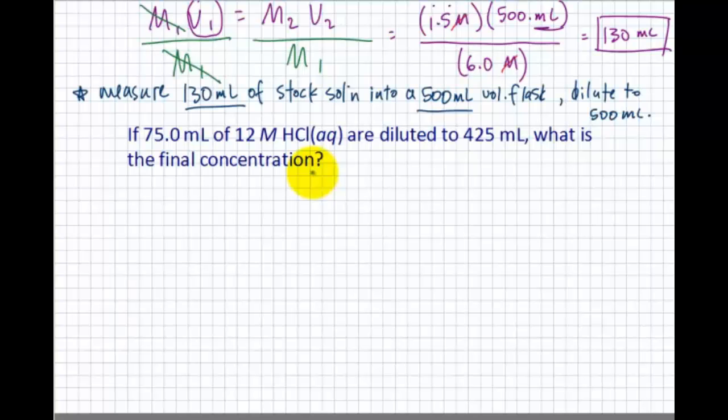Why don't you pause me and see if you can arrange M1 V1 equals M2 V2. Actually, first assign the variables to each of these three. Figure out which these are, if it's M1 or V1 or M2 or whatever. Figure out which you're solving for, and then try to substitute them in, and we'll go from there.